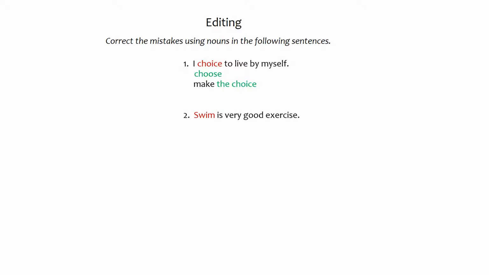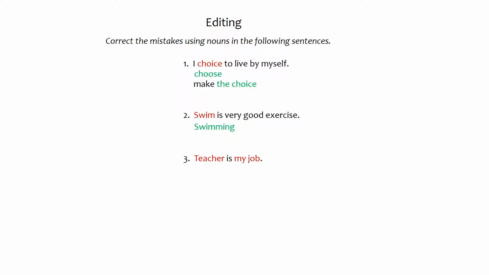Number 2, swim is very good exercise. Well, swim, again, is normally a verb, but here it appears in the space where we expect to see a noun because it's the subject of the sentence. So the way we take a verb and make it a noun is to use a gerund. So we need to use swimming.